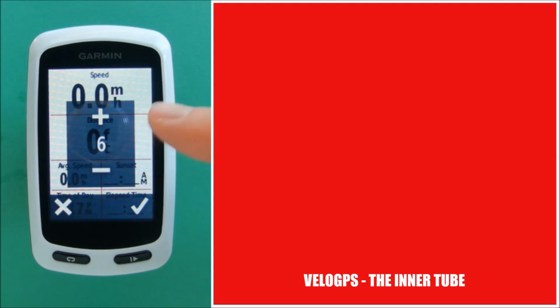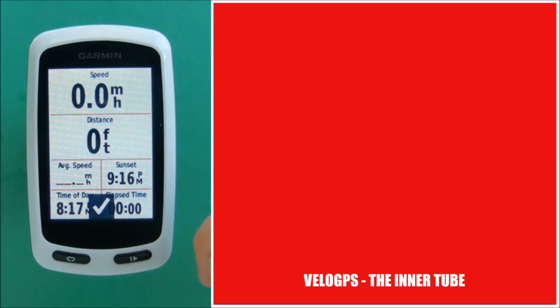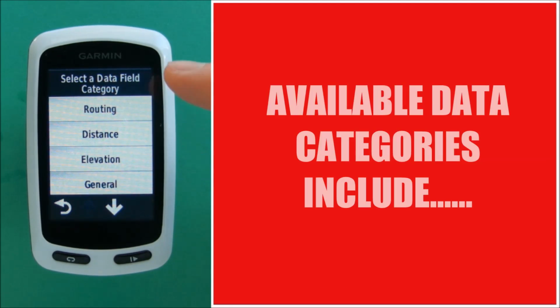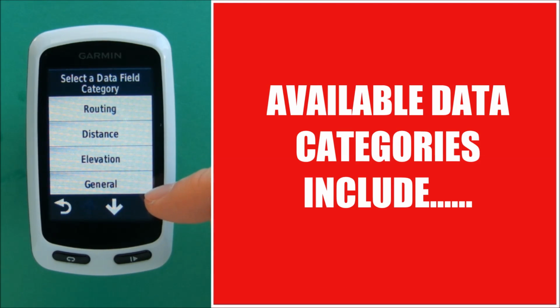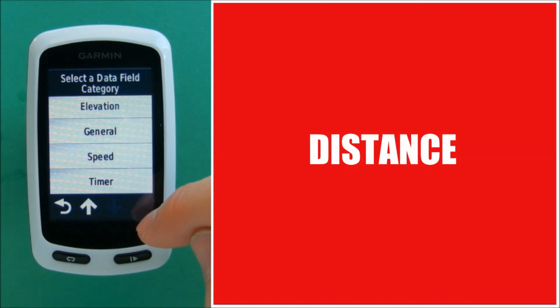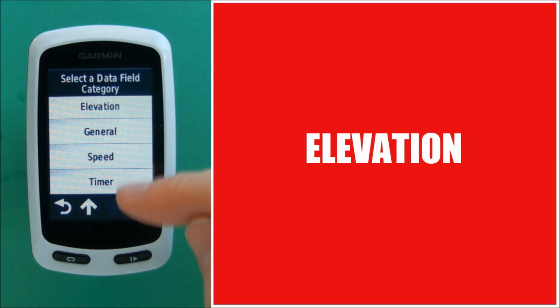bottom. So once you're happy with the number of data fields you have displayed, all you need to do is select the tick at the bottom there, and you can then set about adjusting the data field that you actually have displayed in each of the areas. So here at the moment we have speed displayed at the top, but if we wanted to adjust that, all you need to do is just touch on that, and this brings up the data field categories, which include routing, distance, elevation, general, speed and timer.